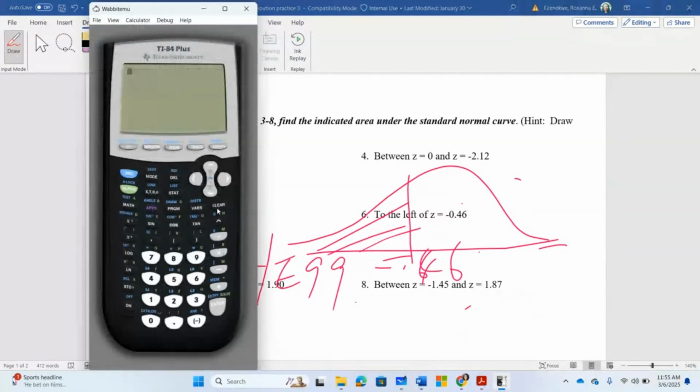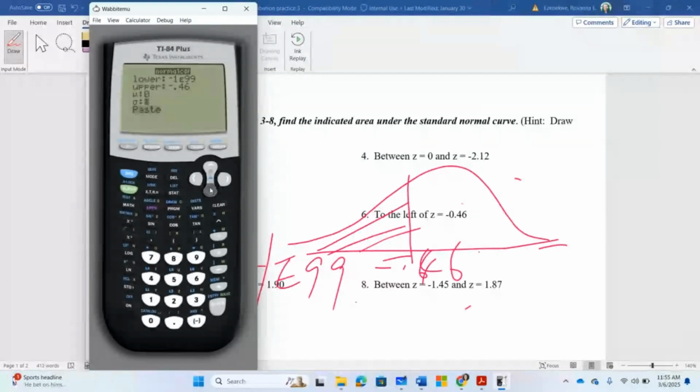So, I'm going to find normal CDF again. Go to second distribution, number 2. What number is the smaller? Negative infinity is smaller. Negative 1 e to the power 99. So E is under comma, to the power 99. What is the upper number? It is negative 0.46. And then the mean is 0, standard deviation is 1.